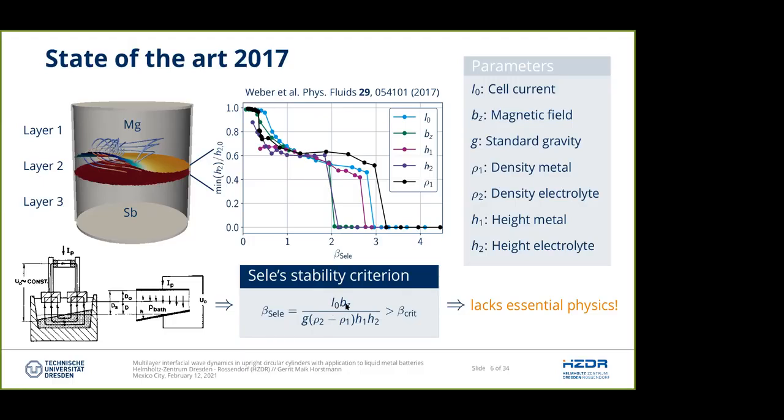So it's a key dimensionless number, and he applied it to his simulations and varied all the different critical parameters which are involved in this criterion. And he plotted here the normalized height of the electrolyte over the beta parameter. So 1 means here no wave motion at all, while 0 means short circuit, and between we have wave motion as shown here. We have some rotating wave.